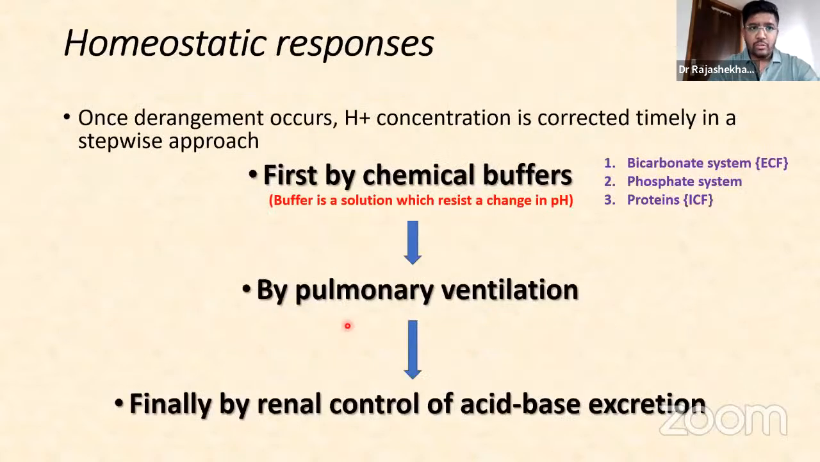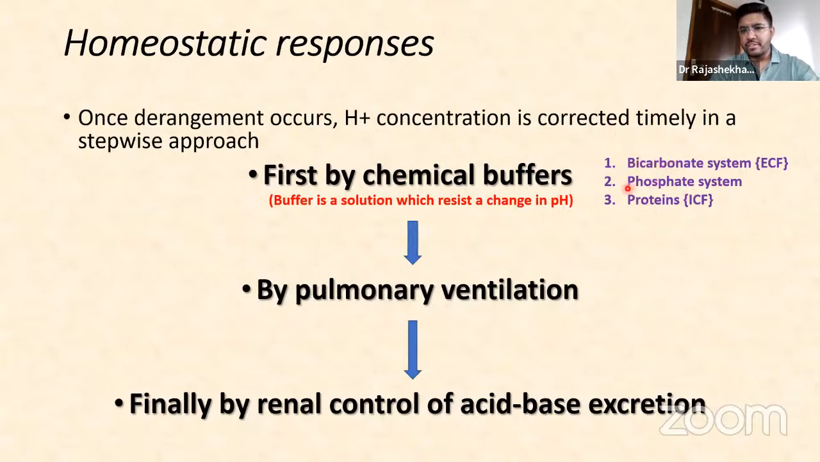As far as homeostatic responses are concerned, when any derangement occurs, the H plus concentration is corrected in a timely, stepwise approach and in a predictable manner. If any deviation from normal occurs, first the chemical buffers come into the picture. A buffer is any solution which resists a change in pH. These are the first thing which comes into the picture whenever there is an imbalance in the acid-base status of the fluid. This is basically done by three systems.